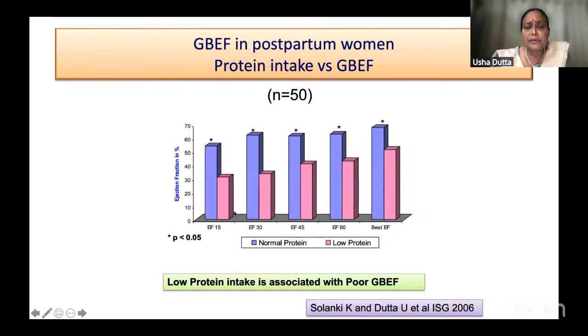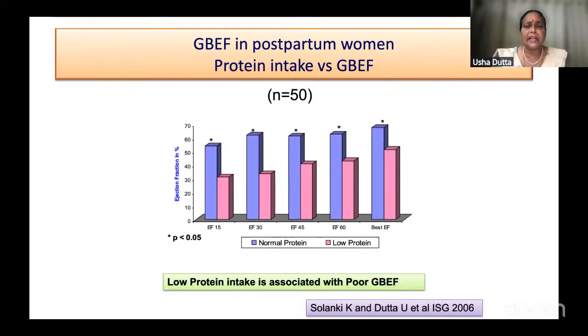We also found in pregnant women that those who were taking low protein intake had lower gallbladder ejection fraction, because Indian diet is very low in protein. We have always traditionally thought of fat as a stimulant for gallbladder, but actually it is a protein amino acid which also kicks in the cholecystokinin, and that is why emphasizing a good balance between protein and fat is necessary for the gallbladder to kick.